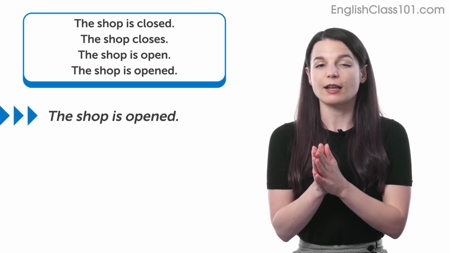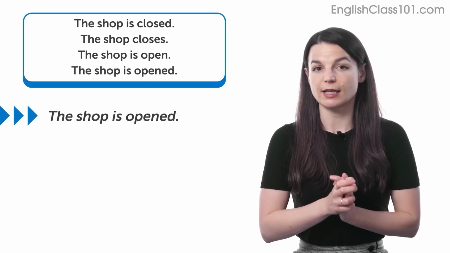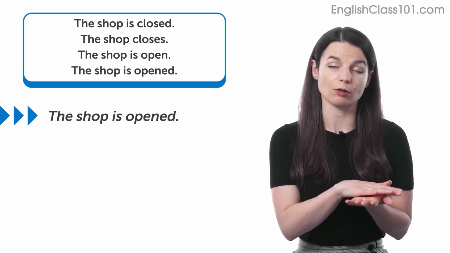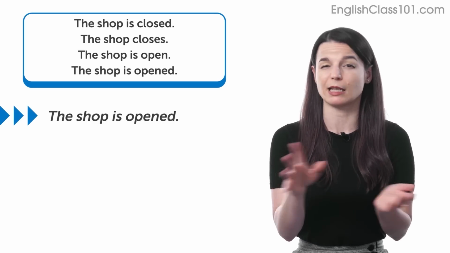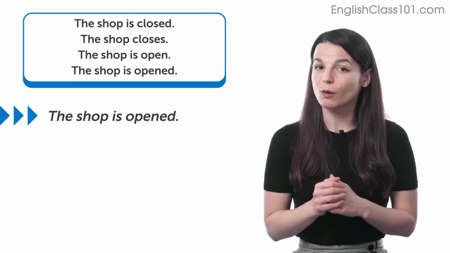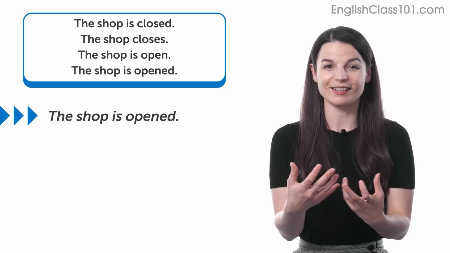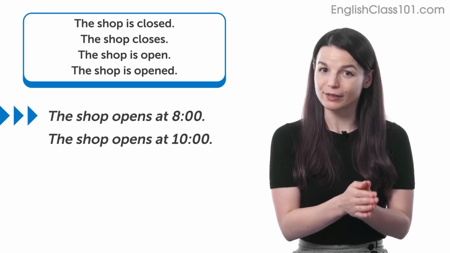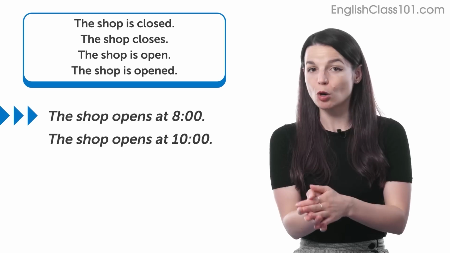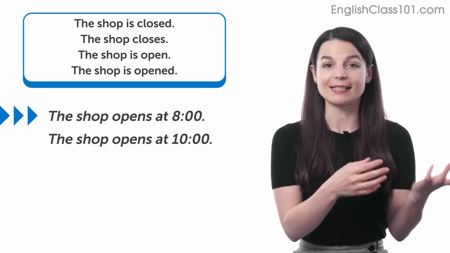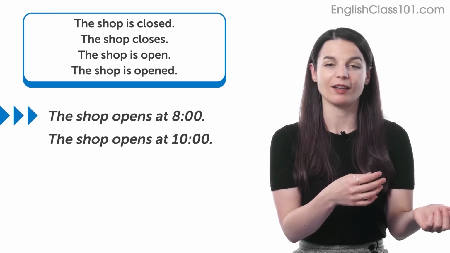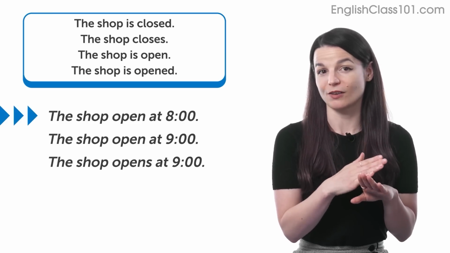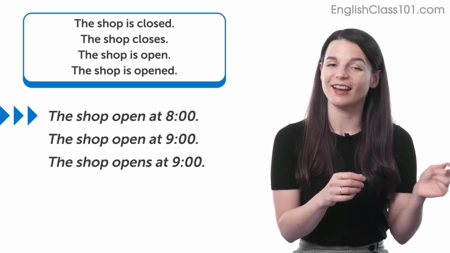So let's talk now, lastly, about the last example sentence you included. The shop is opened. This is a grammatically incorrect pattern. We don't use this pattern to talk about opening times or anything like that. If you want to use open to begin a sentence talking about the opening time of a shop, you can use the shop opens at 8 o'clock. The shop opens at 10 o'clock. Opens. We cannot use open in this way. The shop open at 8 is incorrect. The shop open at 9, also incorrect. The shop opens at 9.